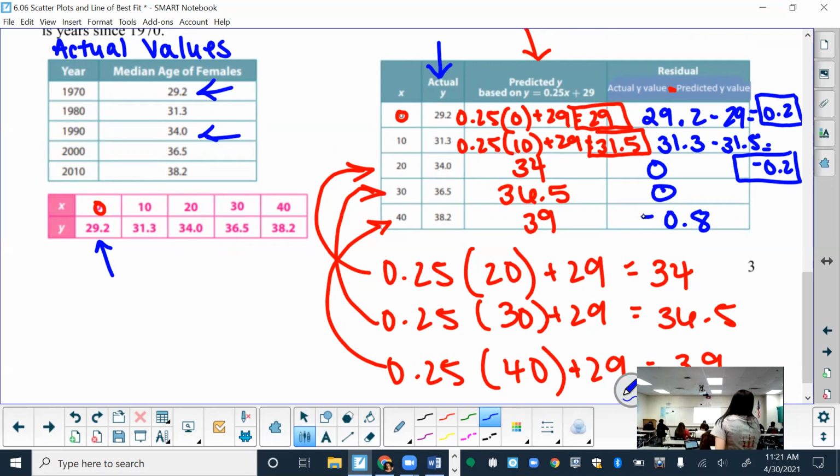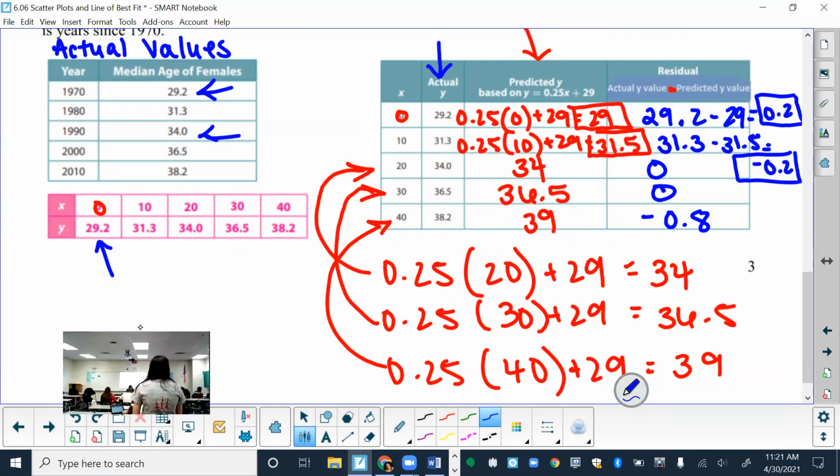All right, so memorizing that formula for residual: actual minus predicted. I think of it as A comes first, before P. So, good on how to find predicted y and residual before we move on? Anyone need me to stay on this page?